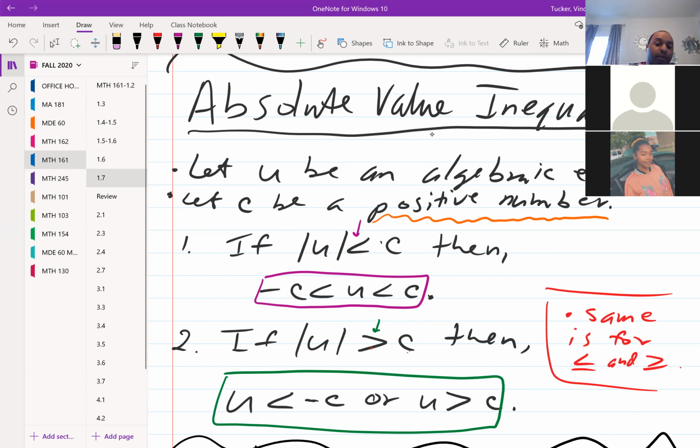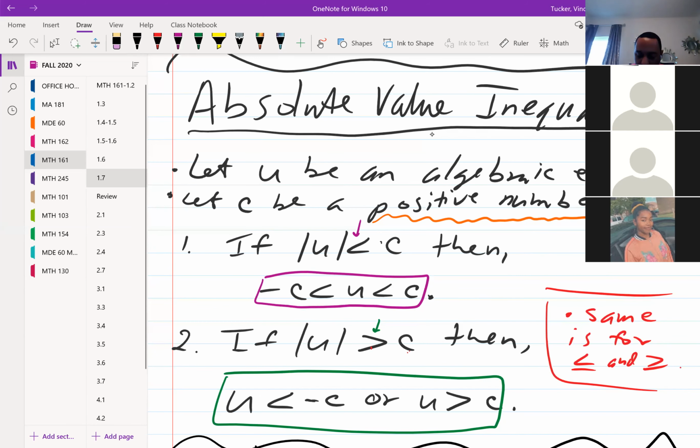But if it says greater than, we'll use what's in the green box for our setup. We would do U is less than negative C, or U is greater than positive C. So once again, if our symbol is less than, we'll use this setup. If our symbol is greater than, we're going to use this setup down here. And also, you see in the red, the same thing goes for when we have or equal to symbols.